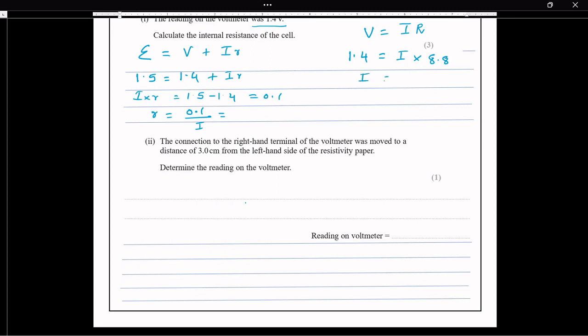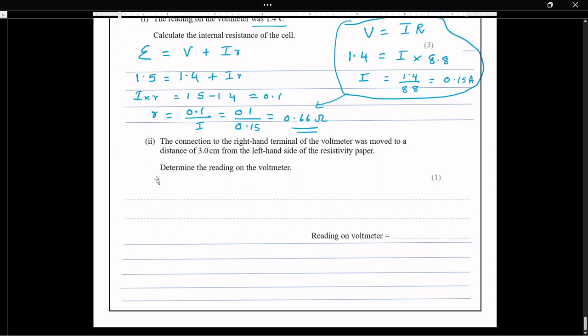Therefore, I equals 1.4 over 8.8, which is giving an answer of 0.15 amps. So this number 0.15 amps, I'm going to use it here, current. So this is 0.1 over 0.15, and on calculation you are getting resistance 0.66 ohms. This is the internal resistance.